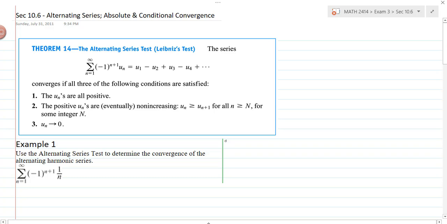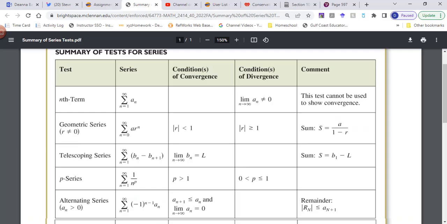Section 10.6 is alternating series and absolute and conditional convergence. You are going to want to have your summary of tests for series out because we're going to be adding some things for the alternating series. I'm going to let you add some notes to this sheet. So if you have it with you today, please go ahead and take it out.